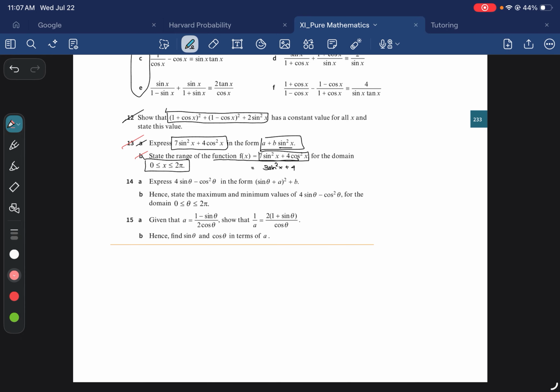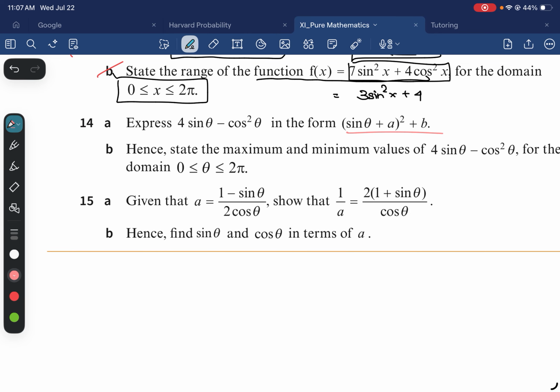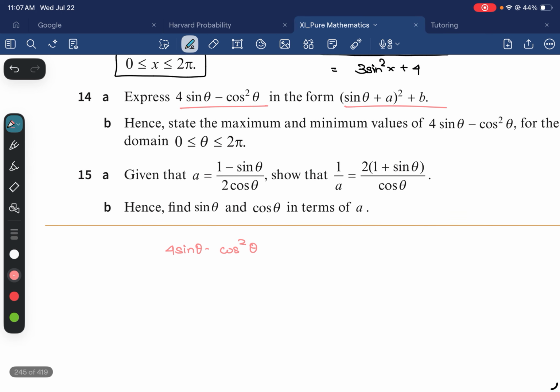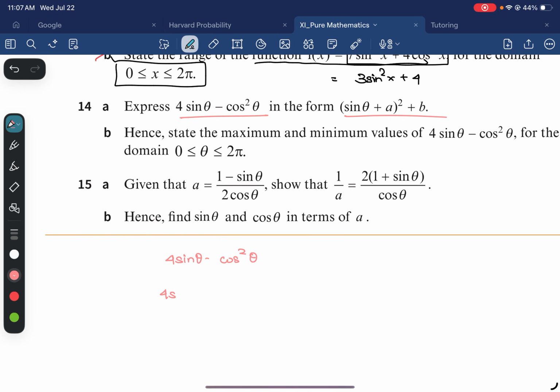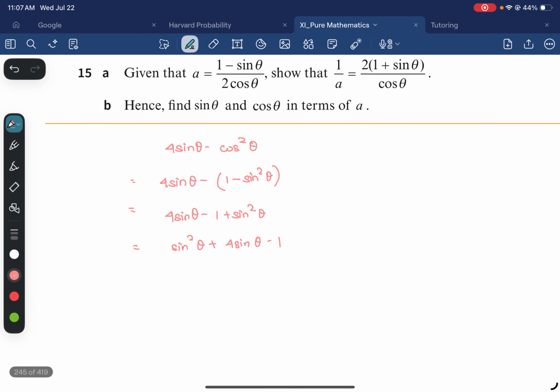Question 14. We have an expression in terms of sine x. So let's just take this expression: 4 sine theta minus cos squared theta, in the form of this one. All right. Cos squared theta is 1 minus sine squared theta. So I can rewrite this as 4 sine theta minus 1 plus sine squared theta. And I can rewrite this as sine squared theta plus 4 sine theta minus 1. All right.